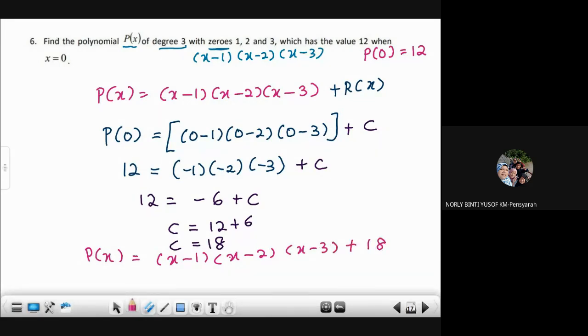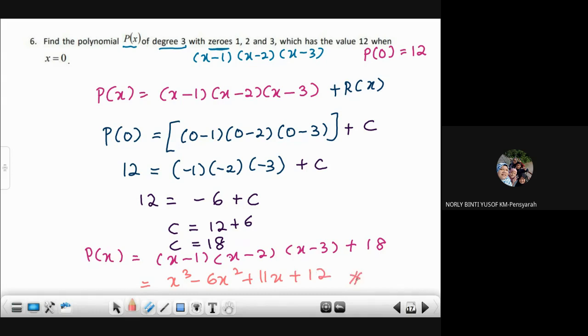Tapi polynomial nak dalam general form kan. So you kena kembang. So kembang lah. Ni kembang. Dapat berapa tu kembang balik. Nanti you akan dapat ini: x kuasa 3 tolak 6x kuasa 2 tambah 11x. Nak kembang satu-satu tak muat pula kan. Okay, x kuasa 3 tolak 6x kuasa 2 tambah 11x tambah 12.